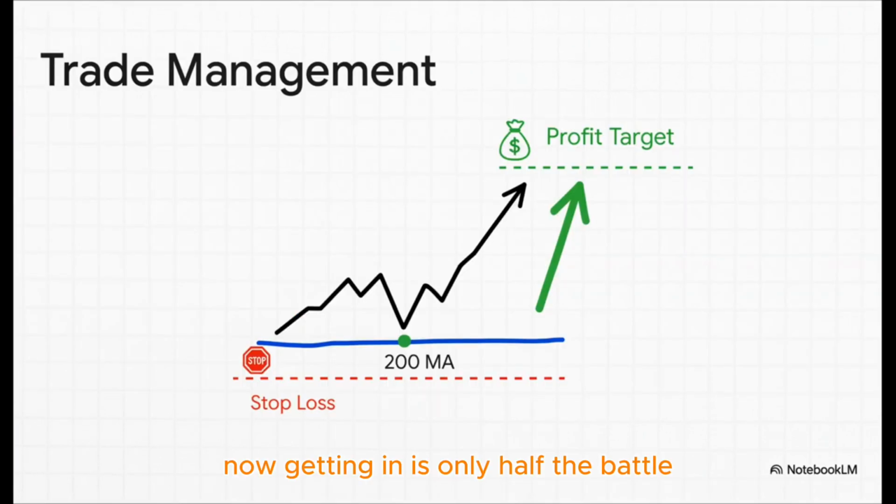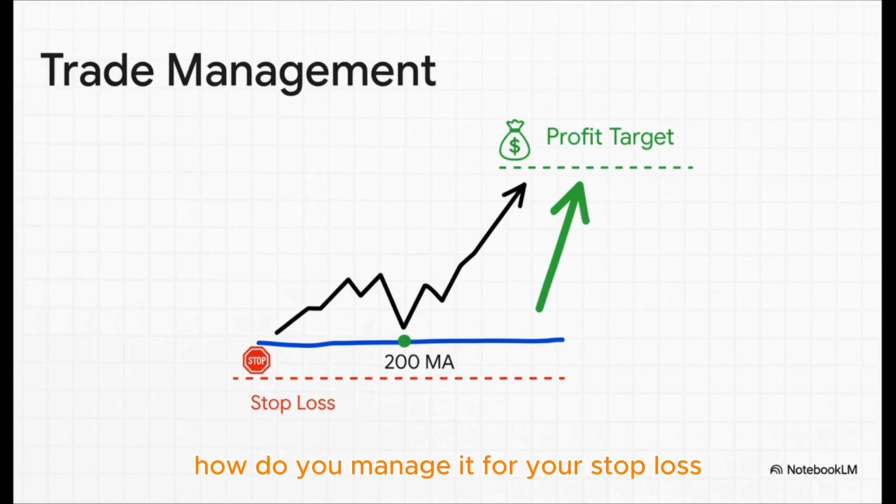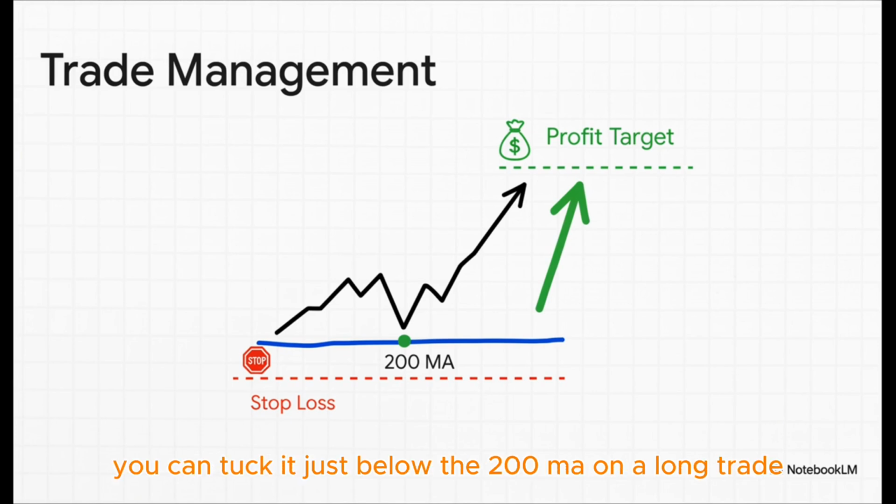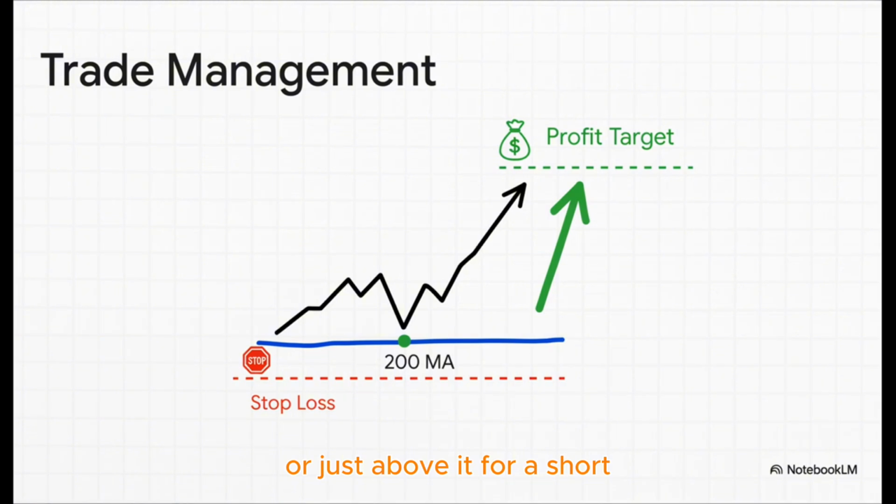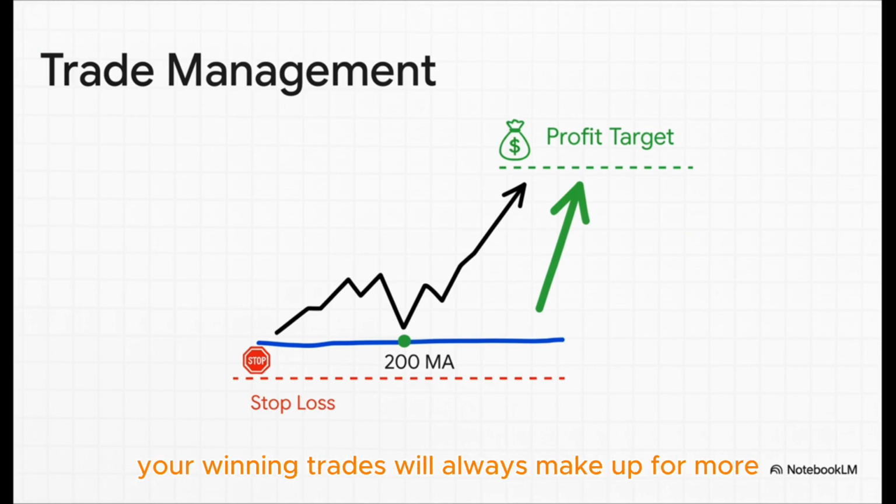Now, getting in is only half the battle. How do you manage it? For your stop loss, you can tuck it just below the 200 MA on a long trade or just above it for a short. It gives you an extra buffer. And for your profit target, you want to aim for at least 1.5 times whatever you're risking. This way, your winning trades will always make up for more than one losing trade.